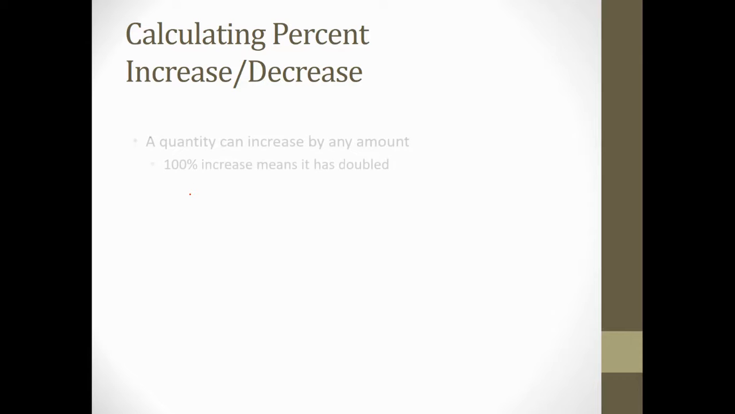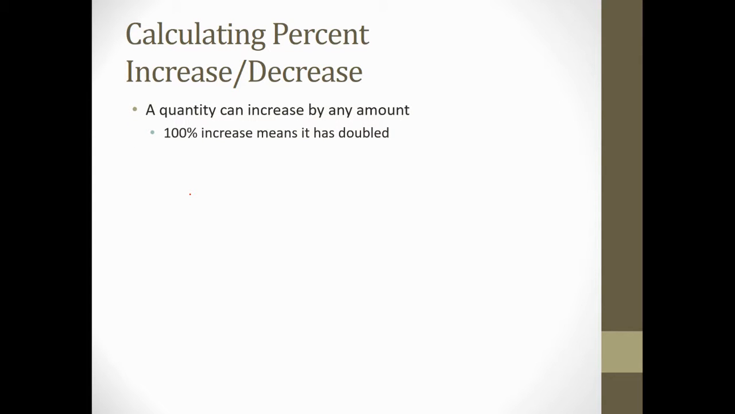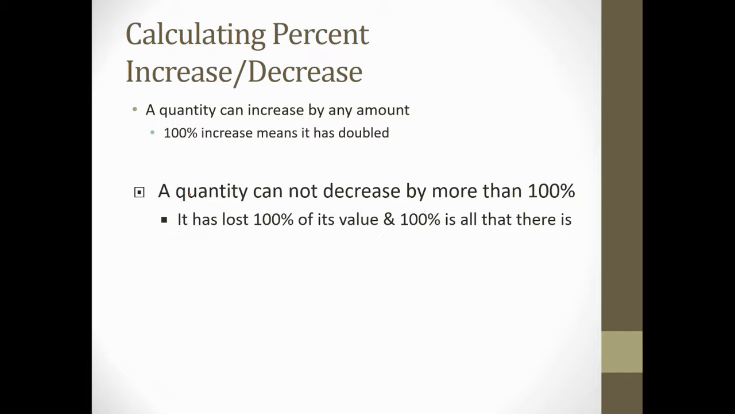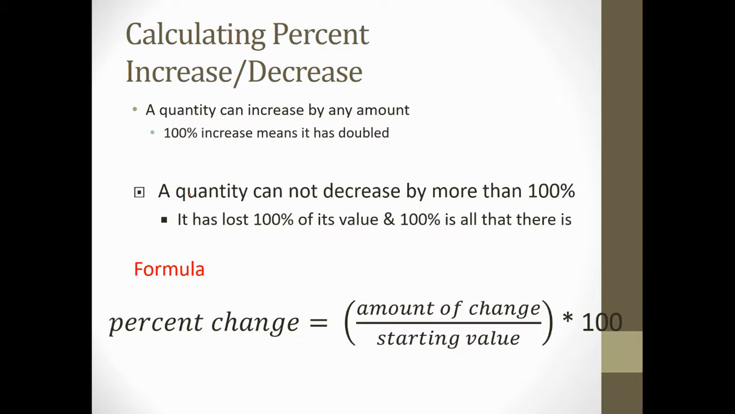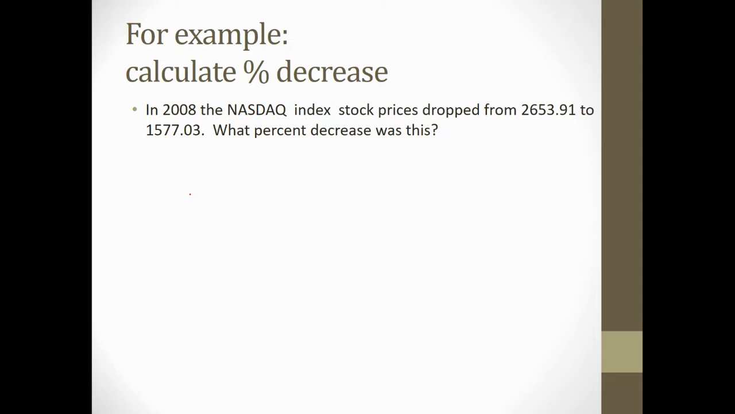Okay, calculating percent increase and decrease. A quantity can increase by any amount. 100% increase means that it's doubled. A quantity cannot decrease by more than 100%. If it's lost 100% of its value and 100% is all that there is, I can't lose more than I have lost. Okay, so I can increase with no bound, but I cannot decrease by more than 100%. So the formula is percent change is equal to the amount of change divided by the starting value times 100. Okay, so let's do an example.